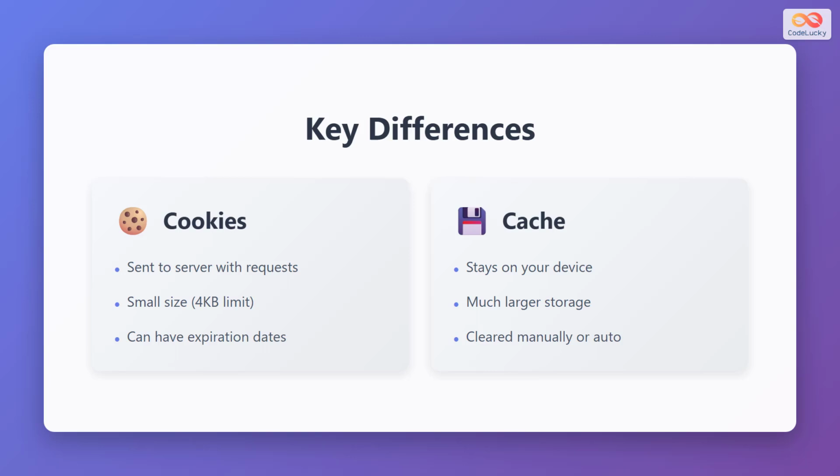While cookies and cache both store data, they work differently. Cookies are sent to the server with every request, allowing websites to identify you and maintain your session. They're limited to about 4 kilobytes in size and can have expiration dates set by the website. Cache, in contrast, stays entirely on your device and is never sent to servers. It can store much larger amounts of data and is typically cleared either manually by you or automatically by your browser when space is needed.